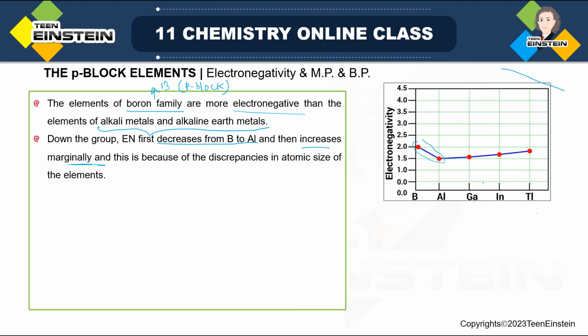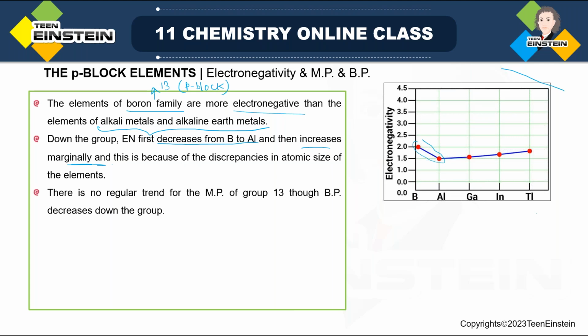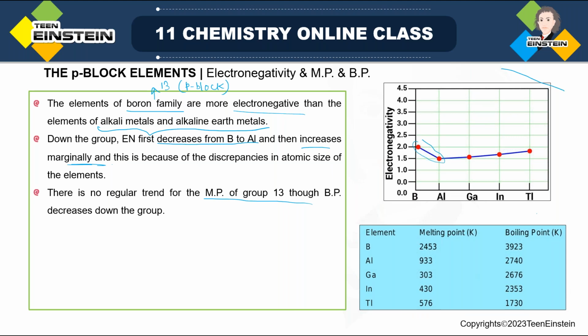So there is a slight increase. It is not a very high increase down the group. There is a marginal increase. What about melting point? There is no regular trend for the melting point of these elements. But if you consider BP, that is boiling point, then it is decreasing down the group. So no smooth trend for MP, but a smooth decrease down the group for BP we can observe.